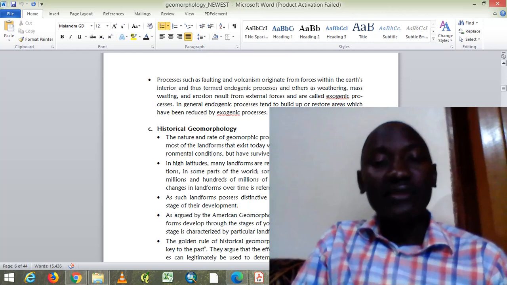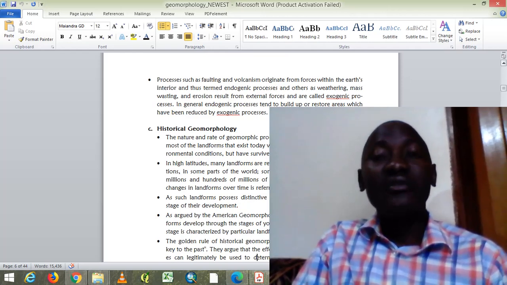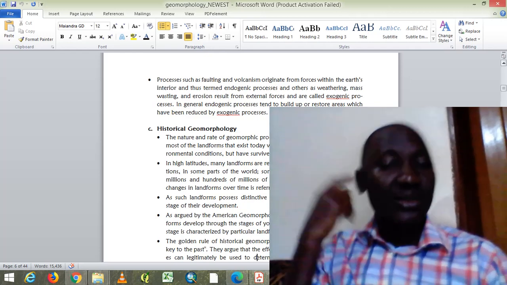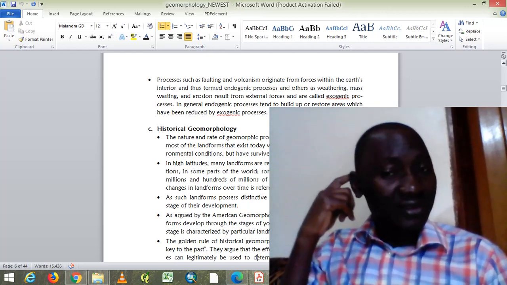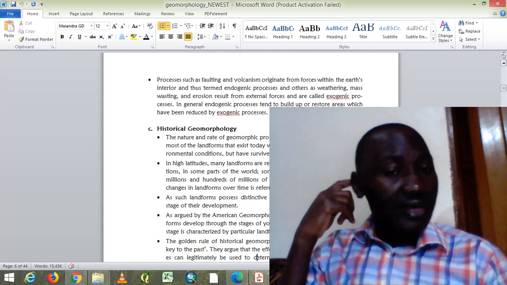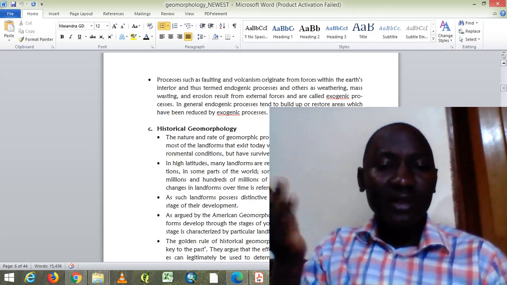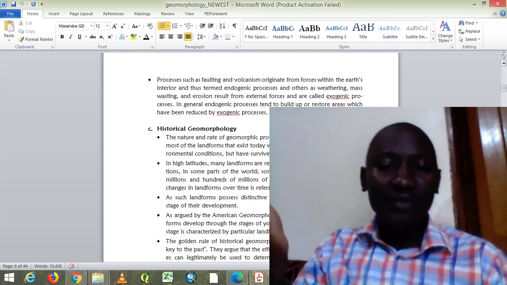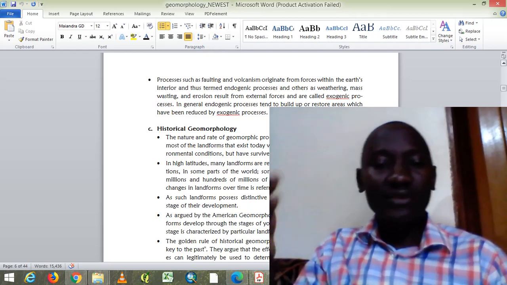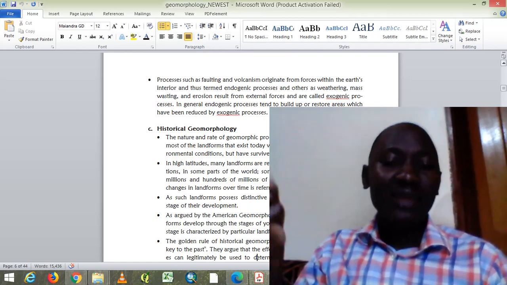That there are landforms which are in the youthful stage, there are landforms which are in their mature stage, there are landforms which are in their old stage. So the rate at which these geomorphic processes change with time is the focus of historical geomorphology. In the high latitudes, for example, many landforms are remnants of the Quaternary glaciations. In some parts of the world, existing landforms were formed millions and hundreds of years ago.